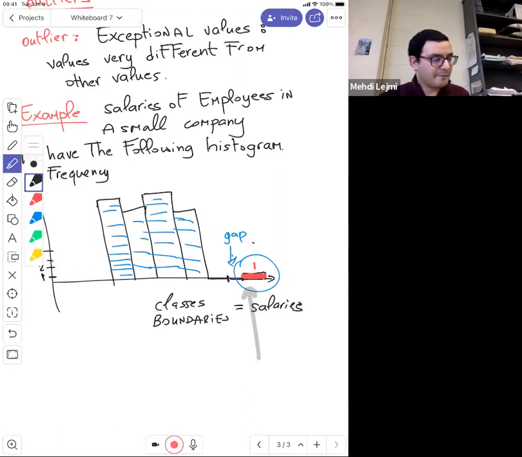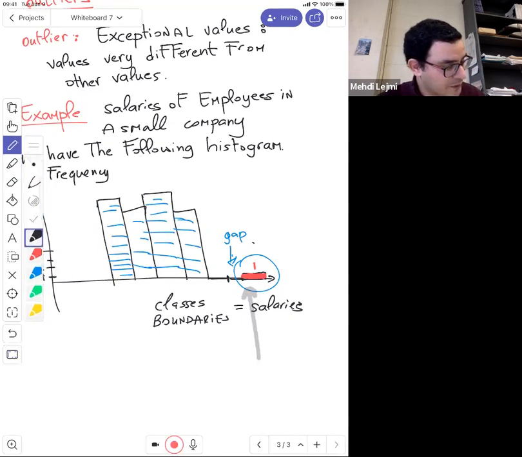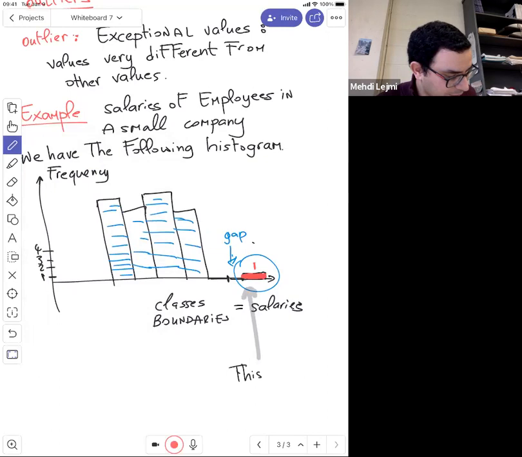So this guy would probably be the CEO of this company, right? Or the owner of this company, because his salary is much higher than the salaries of the other employees, right? So in this case, this value here, or this class here, is what I call an exceptional value. It's very different from the other values, right?